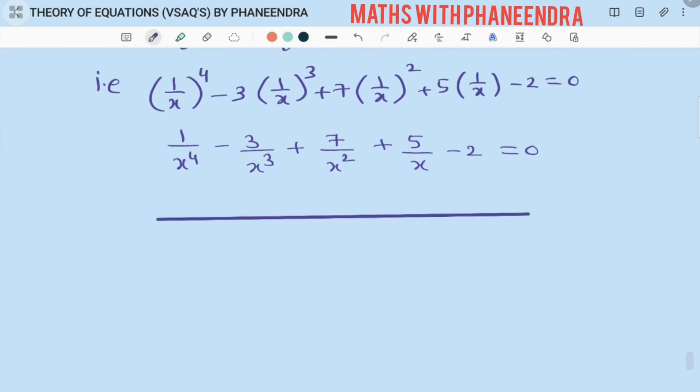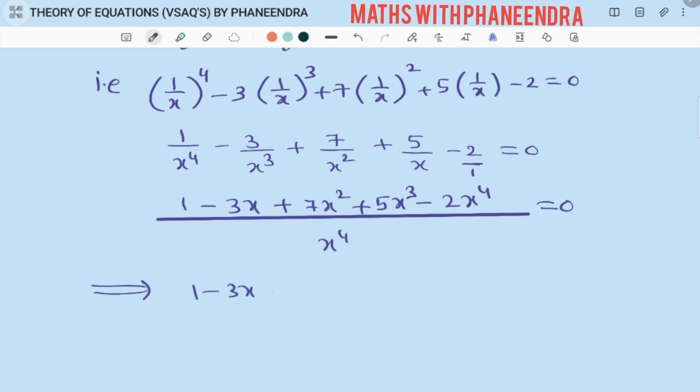So x power 4 is the LCM. So x power 4, 1 time 1 into 1, minus x power 3, x times, so 3x, plus x square is the remaining, so 7x square, plus x power 4, how many times is divisible? x power 3 times. So x power 3 into 5, 5x cube, minus 2 into, here the denominator is 1 only, no? So 1 into x power 4 into 2, so 2x power 4 equal to 0. So cross multiplying, 1 minus 3x plus 7x square plus 5x cube minus 2x power 4 equal to 0.